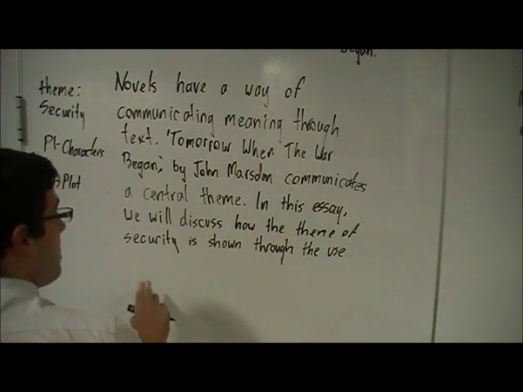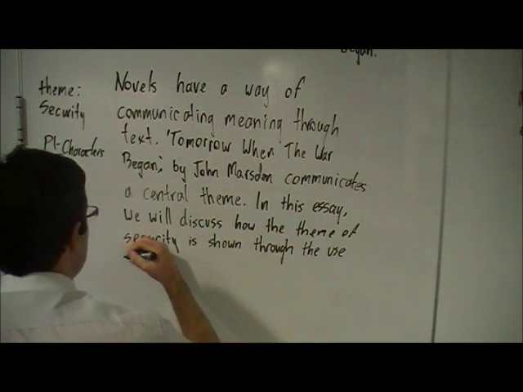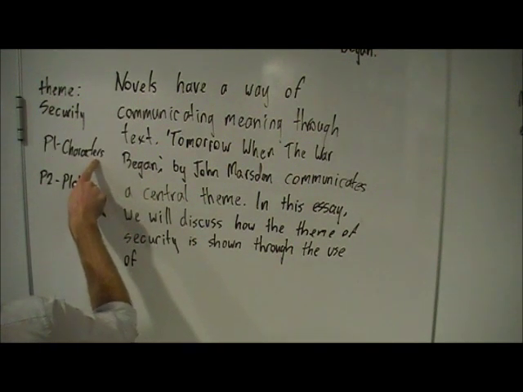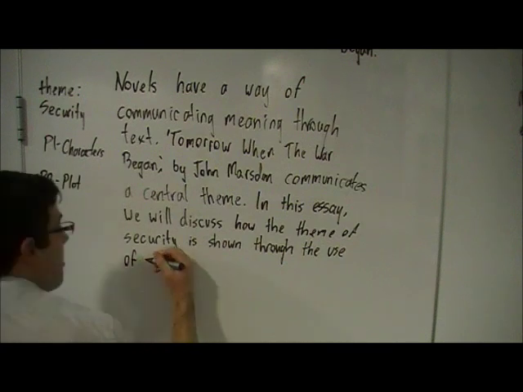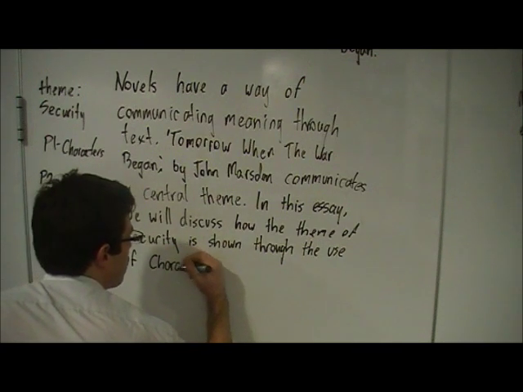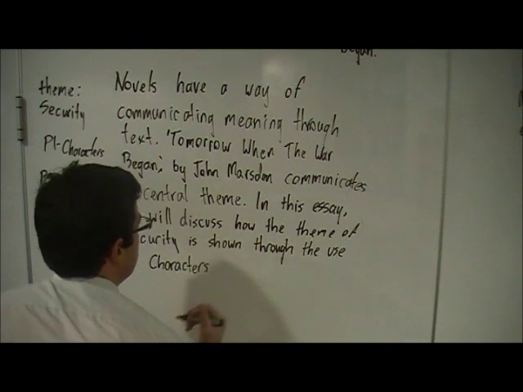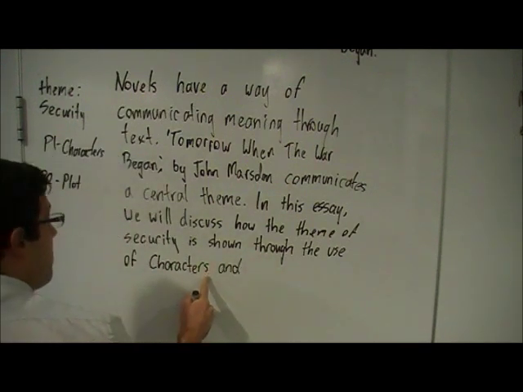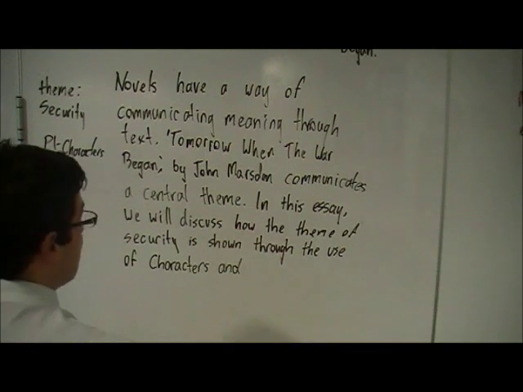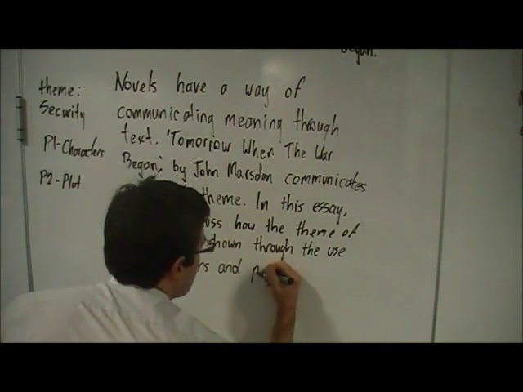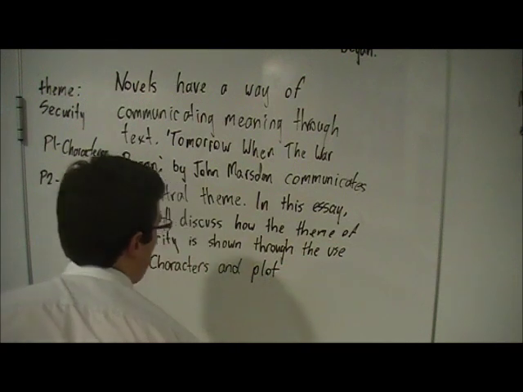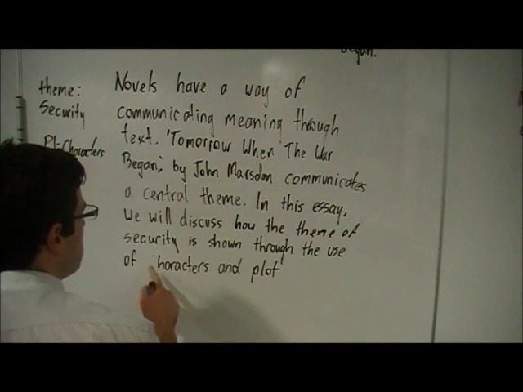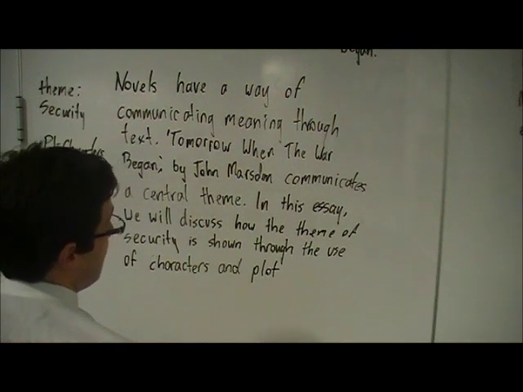Here we've shown how the theme of security is shown through the use of, and it's the same thing I did before. I'm going to say characters first because that's my first paragraph. Characters. And once again, if I had a third paragraph, I would say comma, and then I might say plot, and then I might say something else. But in this case, I'm just going to say plot. And I've got this awful habit when I'm writing on the board for these videos that I tend to accidentally put capital letters sometimes when I'm thinking about things like that, but it really doesn't need one.